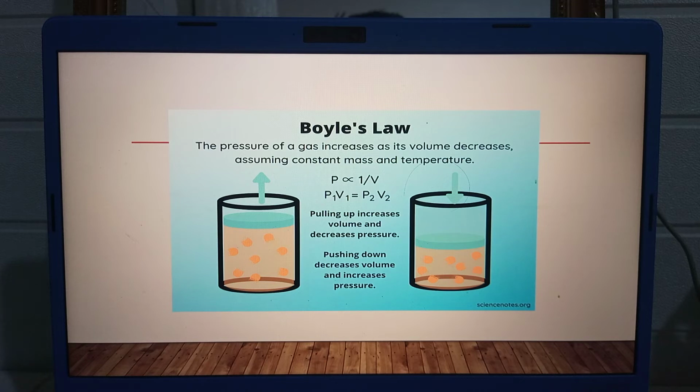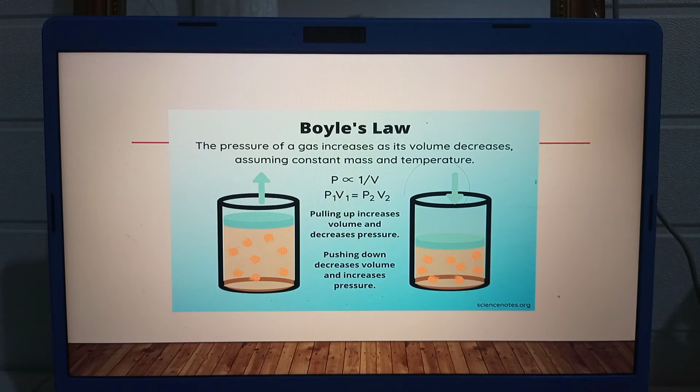Here are the laws of gas. First is Boyle's law. The pressure of a gas increases as its volume decreases, assuming constant mass and temperature. This is the formula of Boyle's law: pressure 1 multiplied by volume 1 is equal to pressure 2 multiplied by volume 2.